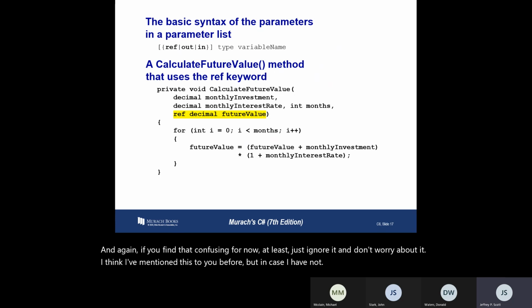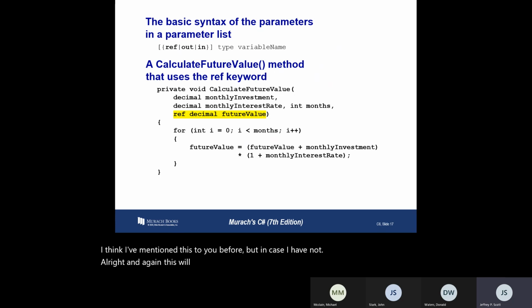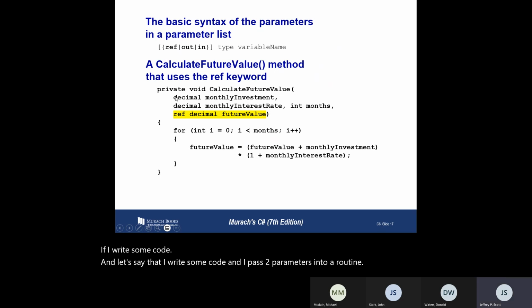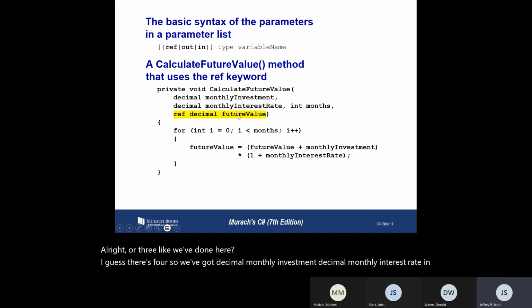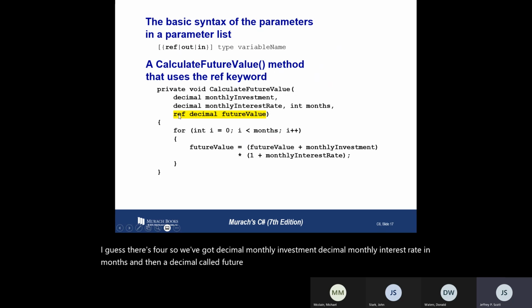All right. And again, this will make much more sense when we look at some examples in just a little bit. Okay. But if I write some code, and let's say that I pass 2 parameters into a routine. Or 3 like we've done here. I guess there's 4. So we've got decimal monthly investment, decimal monthly interest rate, int months, and then a decimal called future value with the word ref in front of it.